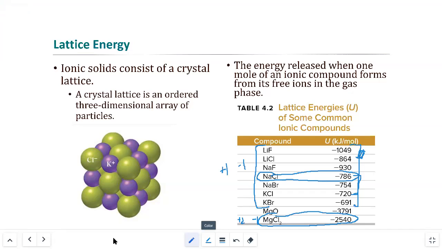And again, this goes in the opposite direction as well. If I want to break the crystal, if I want to smash it back into its ions, that's how much energy it's going to take to do so.